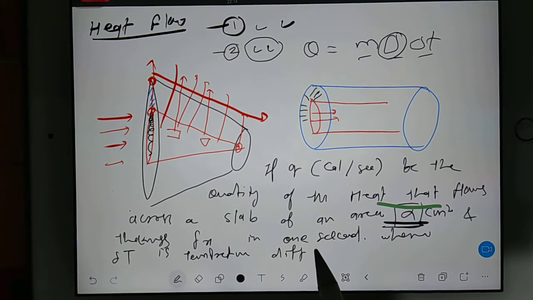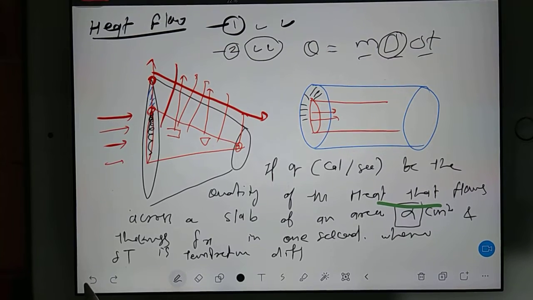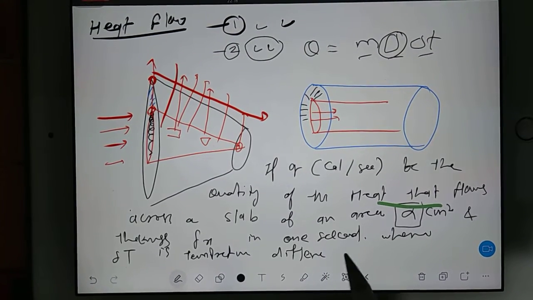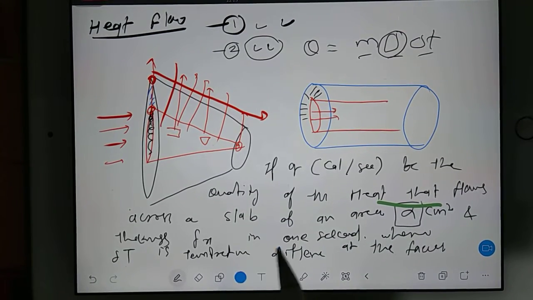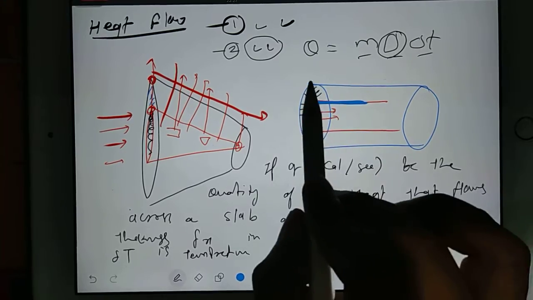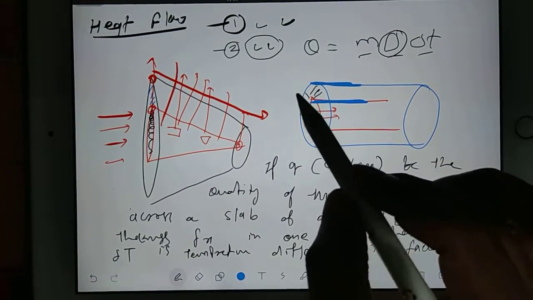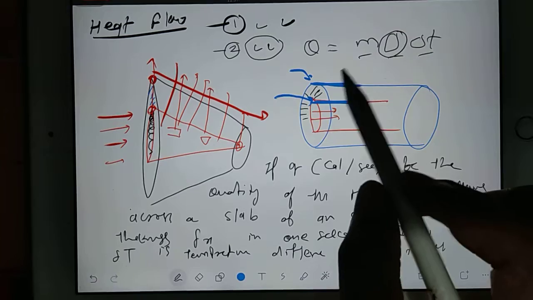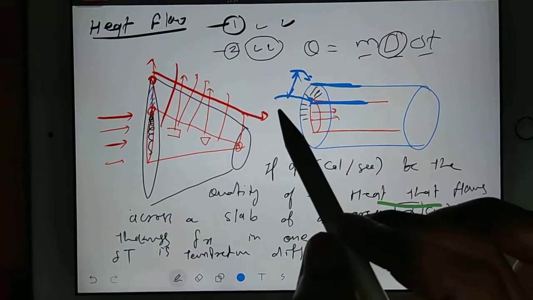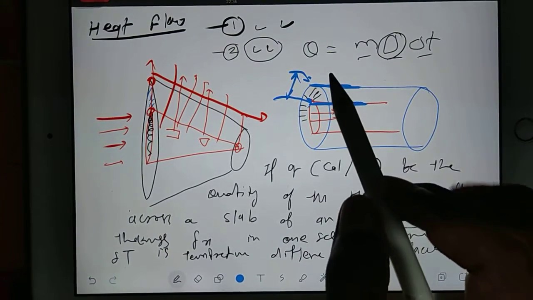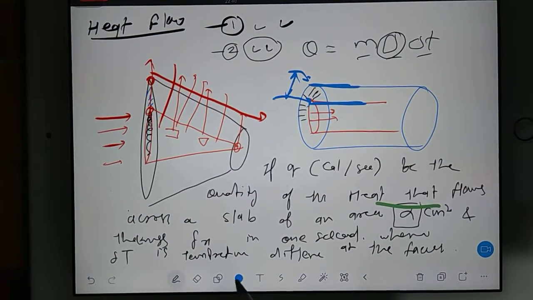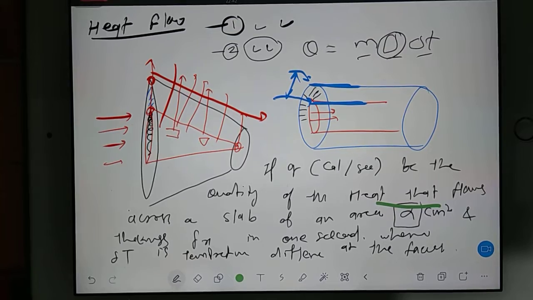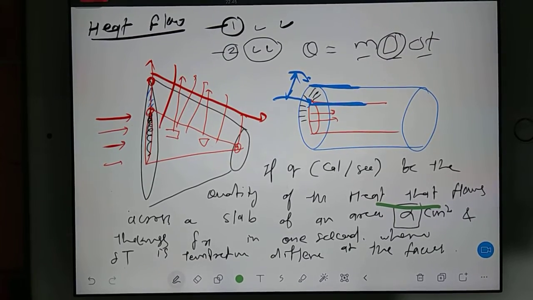This is alpha centimeter square. There is a difference at the faces. Like at this face you have some temperature, at this face you have some temperature. So I am pointing out this face here and this face here. You will be having some temperature difference between both the faces. Because of that temperature difference only, heat flow is taking place. So with these variables I can write down my equation.